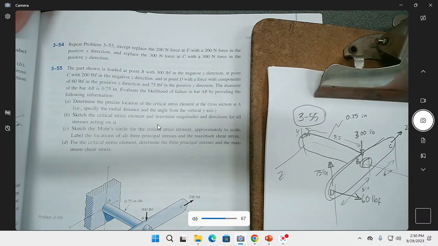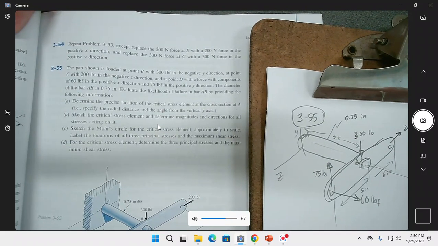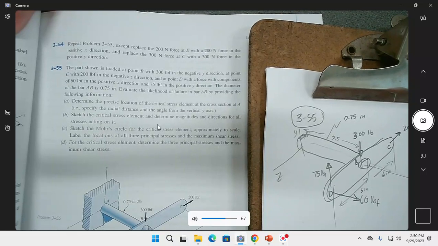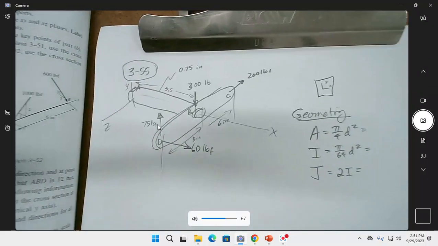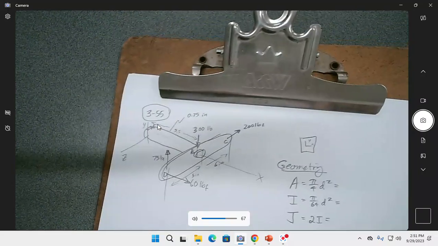All right, so we're trying to find the one that's, here's our X and our Y, the one that's going to be on top. So the first thing, we get to get rid of some geometry, and find the area, pi over 4 d squared, the I, pi over 64 d to the fourth, and the J, which is going to be 2 times I. Oops. All right, I can actually probably move this over to the side.